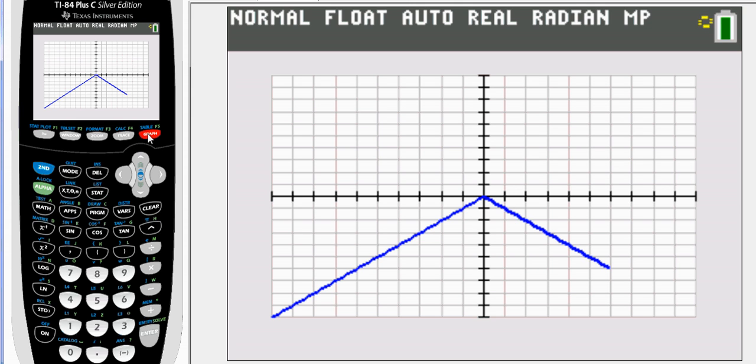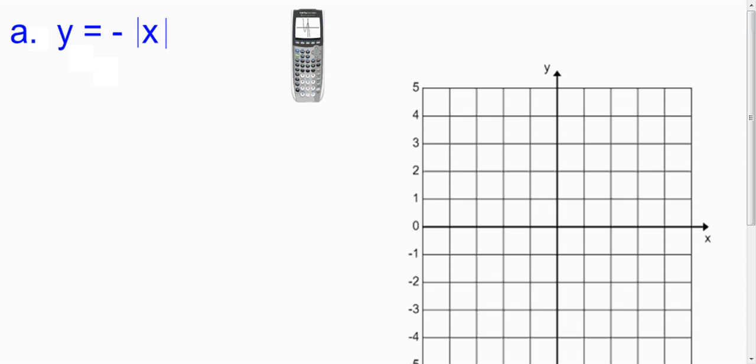And this time what you'll notice is it's the same graph, except that it's been flipped over the x-axis. Okay, that graph has just been folded over the x-axis, and that's what this negative does. So it takes the basic graph and folds it over the x-axis. All right, so instead my graph will look like this.